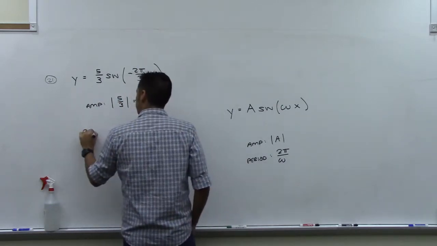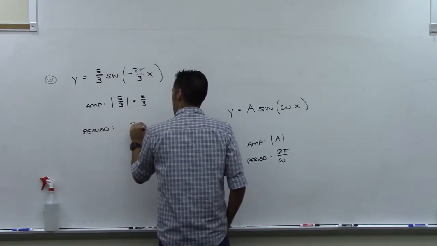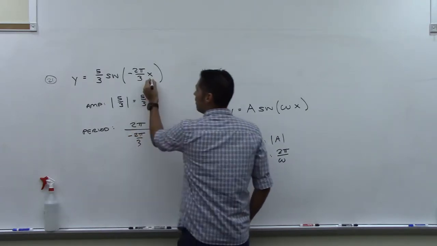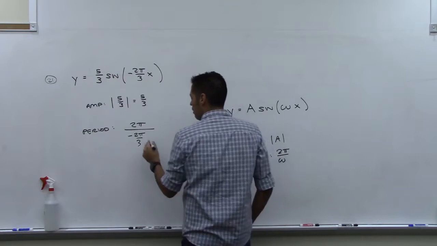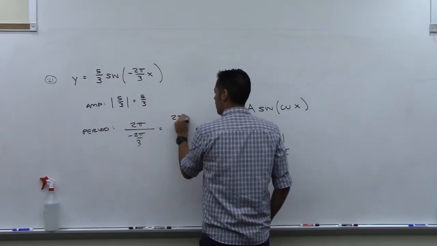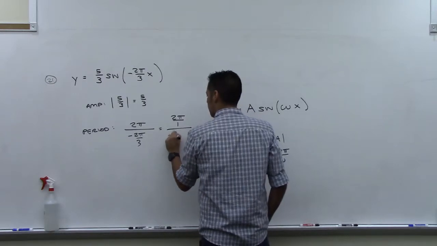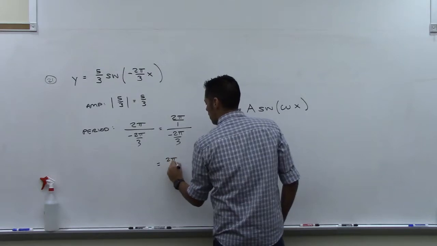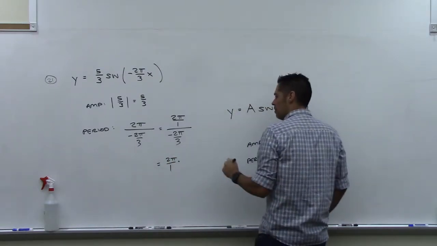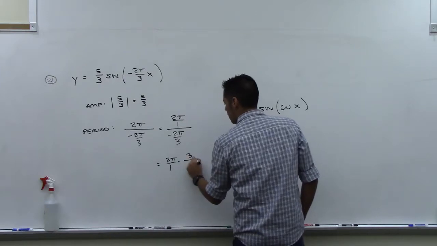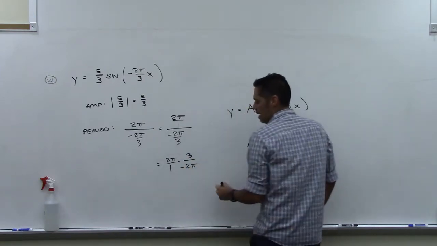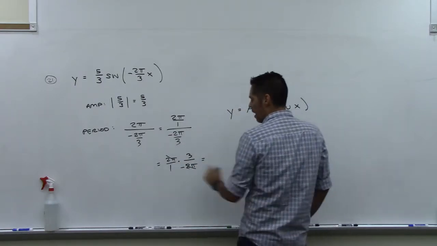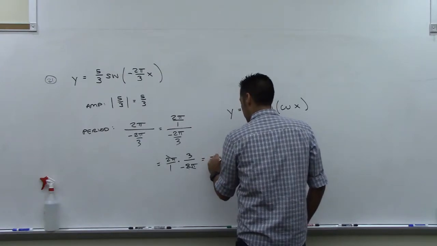And then the period is going to be 2 pi over negative 2 pi over 3, which is the coefficient on x, this number. So we need to make sure we know what we're doing here. This is 2 pi over 1 over negative 2 pi over 3, which I can turn into 2 pi over 1 times, so division is the same as multiplication of the reciprocal. So I flip over the denominator like this, and then I can cancel out the 2 pi's, and then I should just get negative 3.